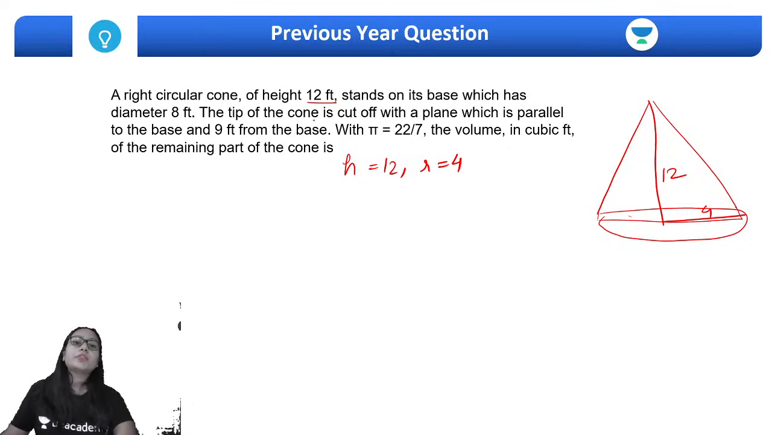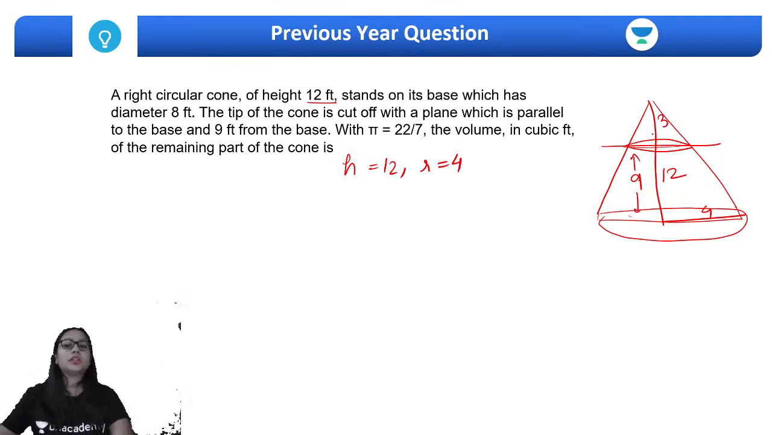Tip of the cone is cut off with a plane which is parallel to the base. So I have cut this cone into two parts, and this plane is parallel to the base of the cone here. 9 feet above from the base. So this distance is 9. Hence the height of the smaller cone is 3.